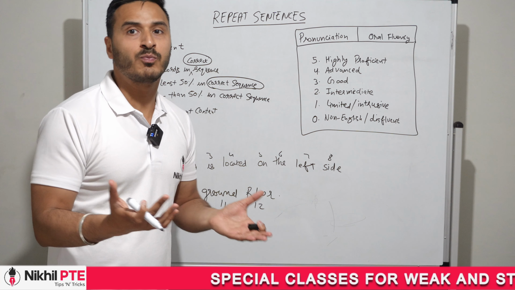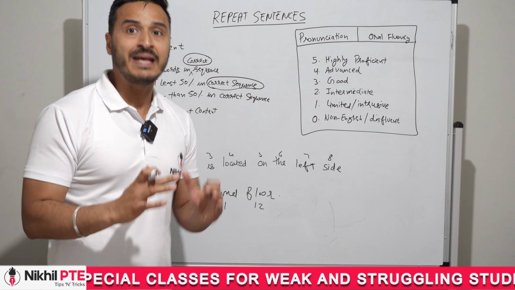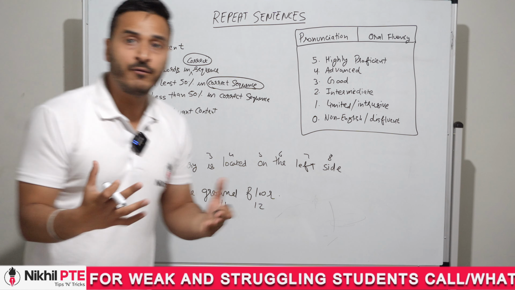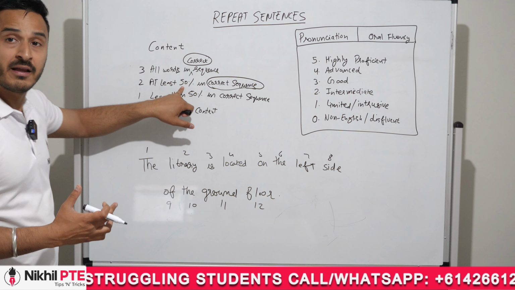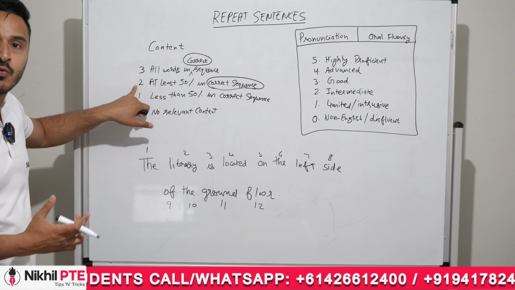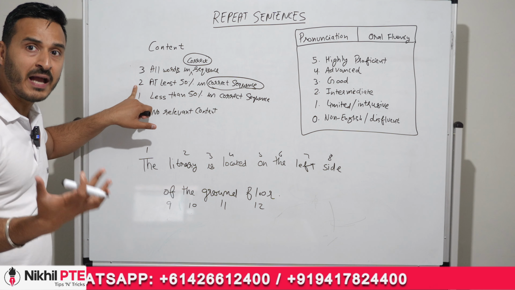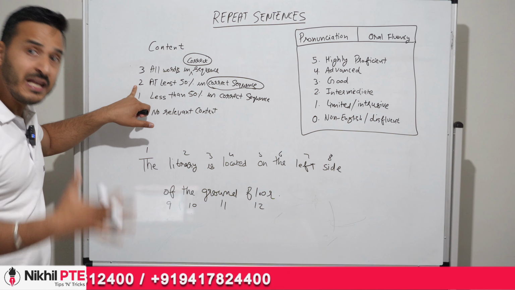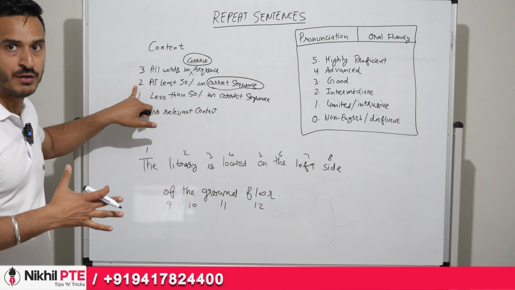However, even if you are not speaking 100% of the content, if you speak at least 50% in correct sequence, you will get 2 marks. If your target is 79 each or 90 out of 90, you can still achieve it. Right? Second thing is pronunciation and oral fluency.